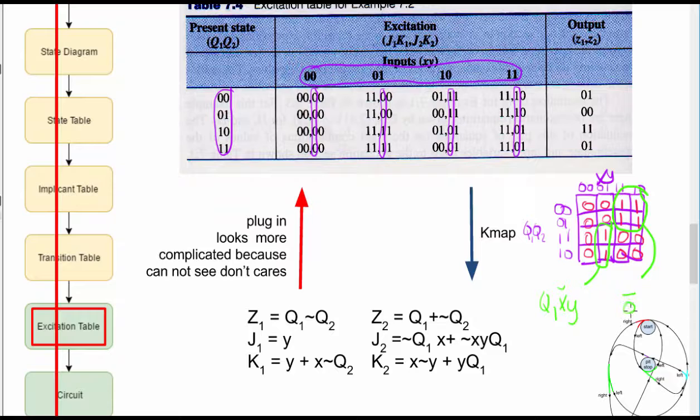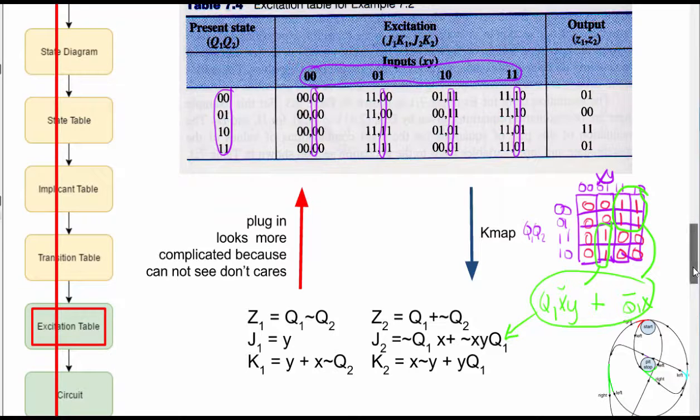It's not Q1 X. Ordering those together, we have that equation right there. So that's the forward engineering analysis.